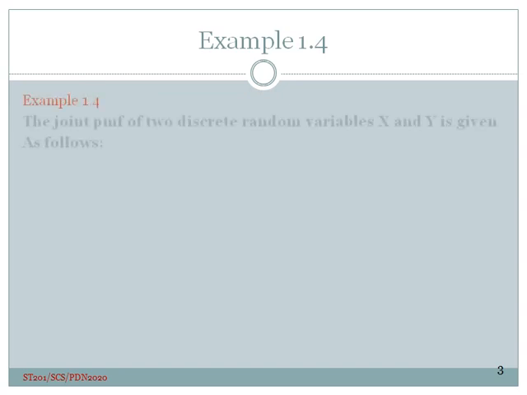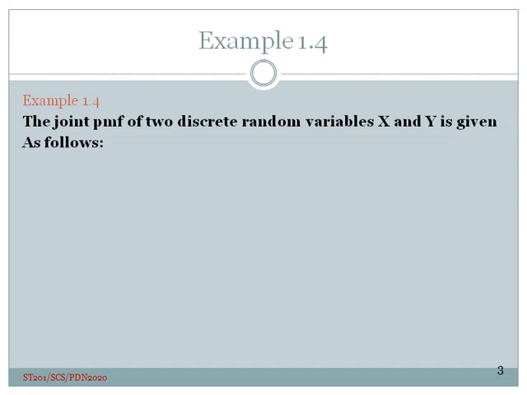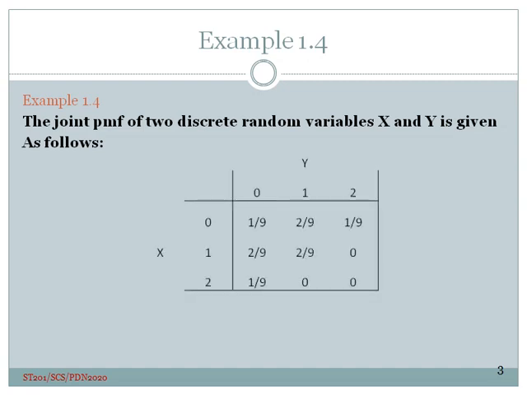Let's look at an example. The joint PMF of two discrete random variables x and y is given as follows. X can contain three values 0, 1 and 2, whereas y also can contain values 0, 1 and 2. If you want to check whether this is a valid joint PMF, you can add up all probabilities. There are 9 possible outcomes. You can add these probabilities and check whether they add up to 1, and it is true in this case.